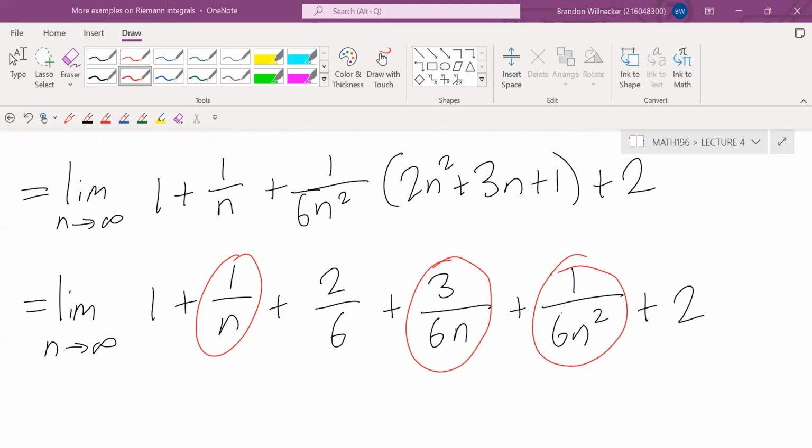So this one is going to go to 0. The next one's going to go to 0. And the third one's going to go to 0. Okay, so that's what happens when we take the limit.